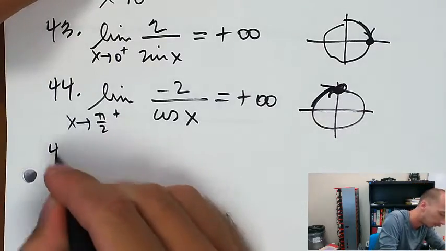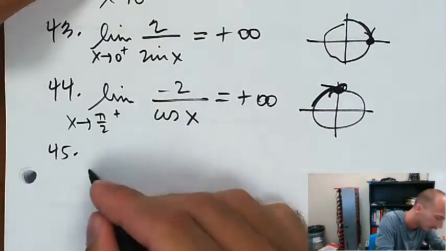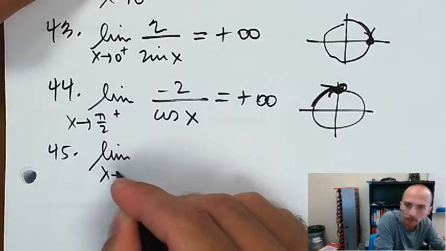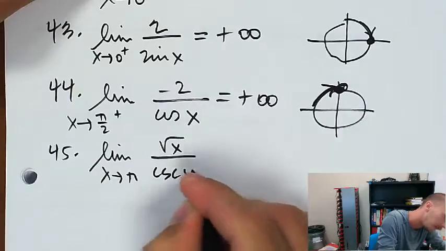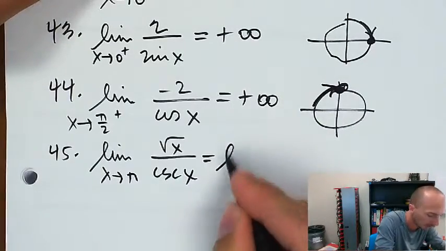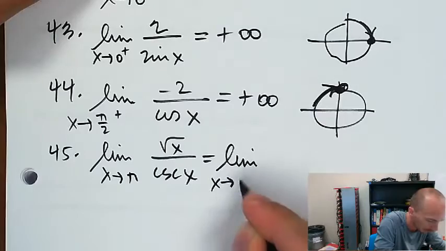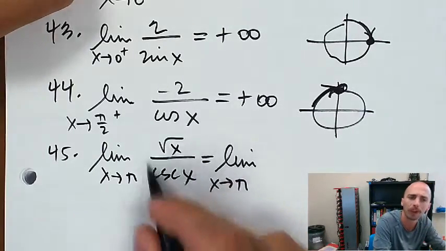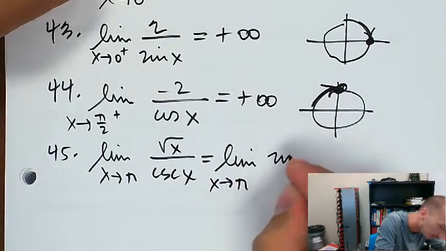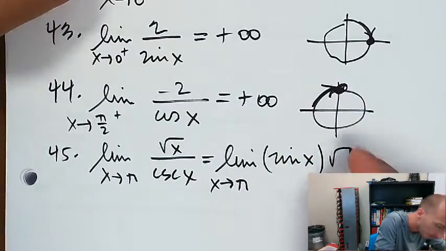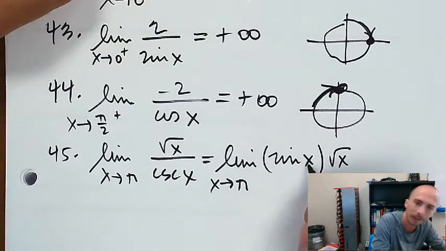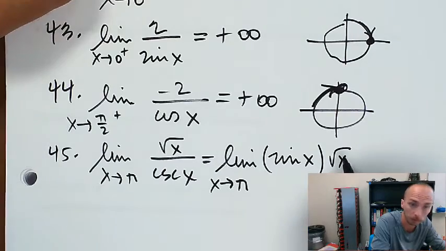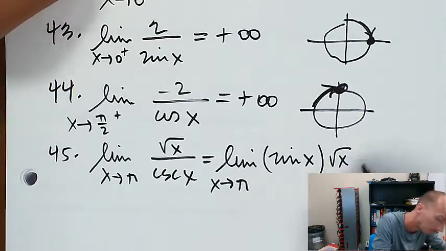Two more of these. 45 is limit as x approaches pi of square root x divided by cosecant x. I meant to not include these, but I'll just show you what you do. You say, wait, this is 1 over sine, so I could kick this up to the top and call it sine x multiplied by square root x. Well, as x approaches pi, sine of x approaches 0. This is approaching the square root of pi, and the square root of pi times 0 is 0.